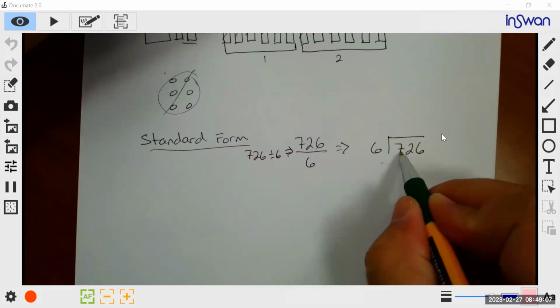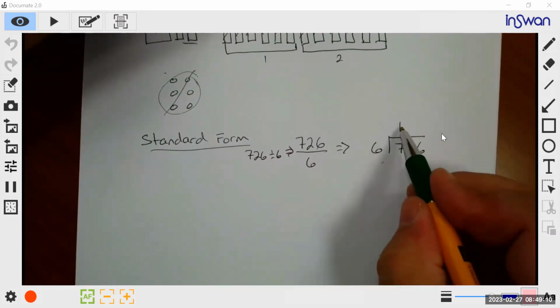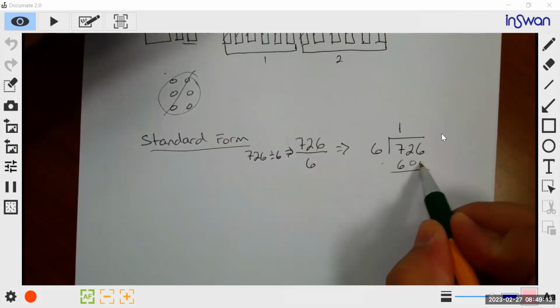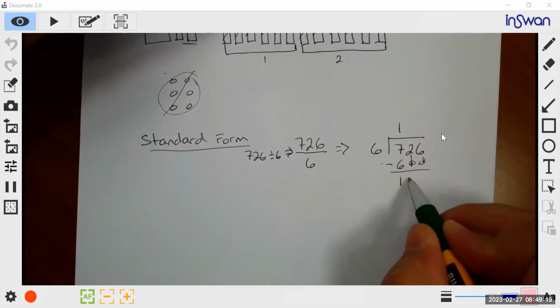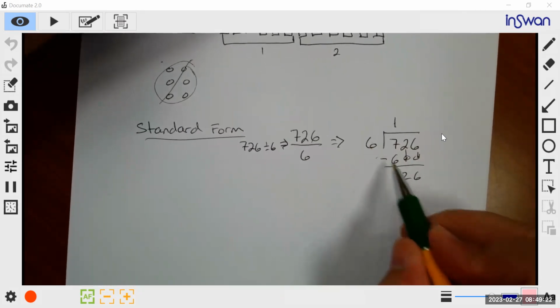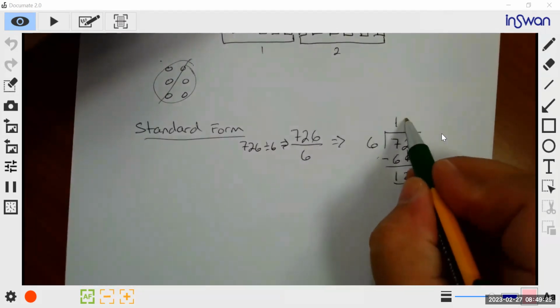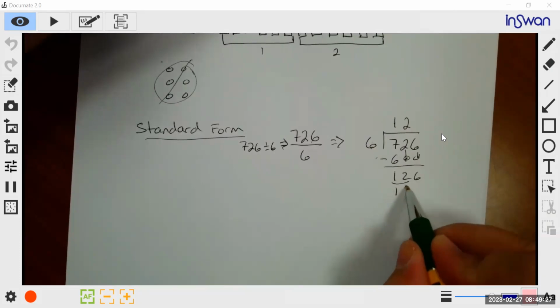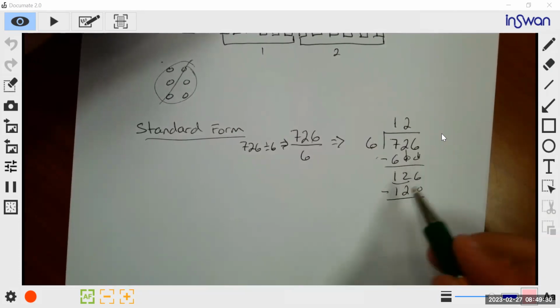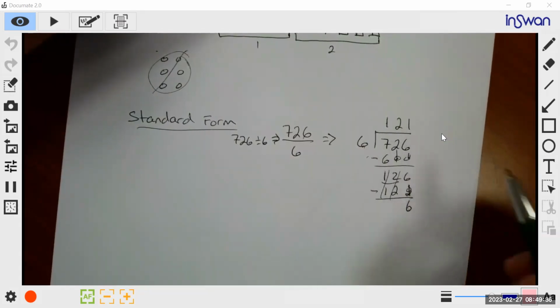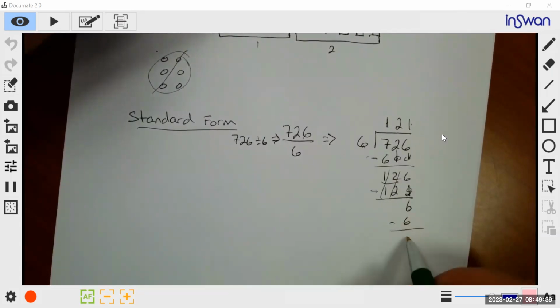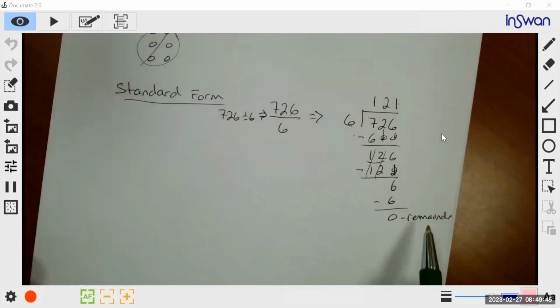So how many times does 6 go into 7? 1 time. 1 times 6 is 6. Subtract them. 7 minus 6 is 1. Bring down everything else. 6 doesn't go into 1. So 6 goes into 12 2 times. 2 times 6 is 12. Put a 0 there. Subtract them. 6 goes into 6 1 time. 1 times 6 is 6. This is the remainder. Since the remainder is 0, that's our answer. That's our quotient.